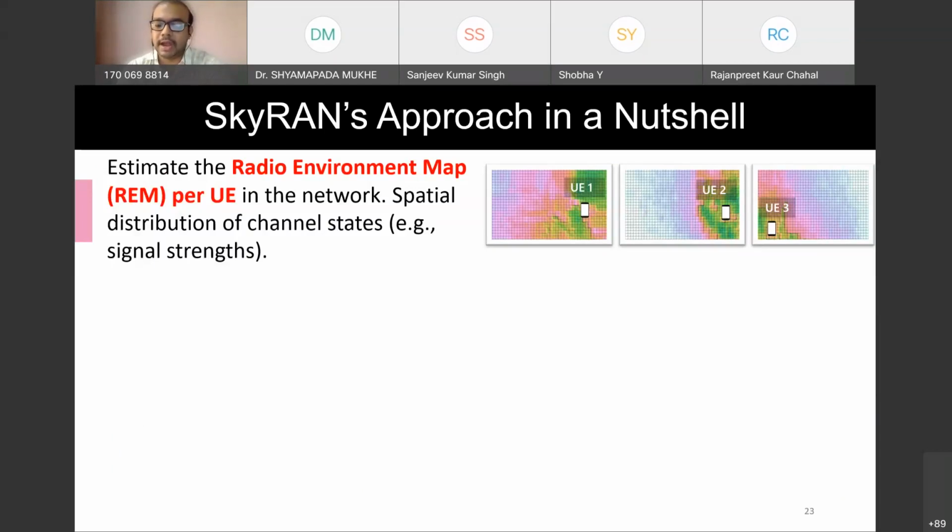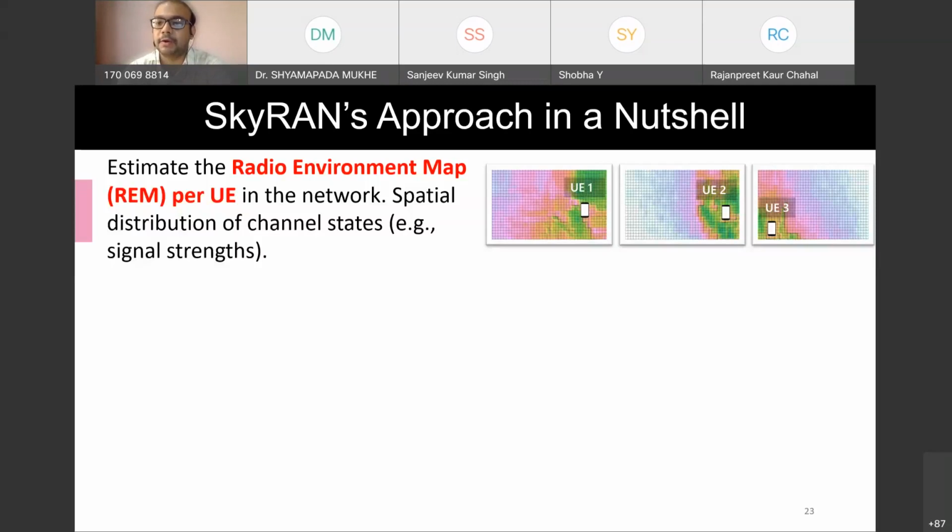So what we were trying to do here is estimate the radio environment map. This is the signal strength map, you can call it, the distribution of the signal strength over the spatial or 2D plane, right? That is the first thing we want to do. For every UE on the ground, we will have a radio environment map, right? So what is the value of the signal strength at a certain 2D point, given that your UE is on the ground? That map is known as the REM for a certain UE. And you do it for all the UEs, right?